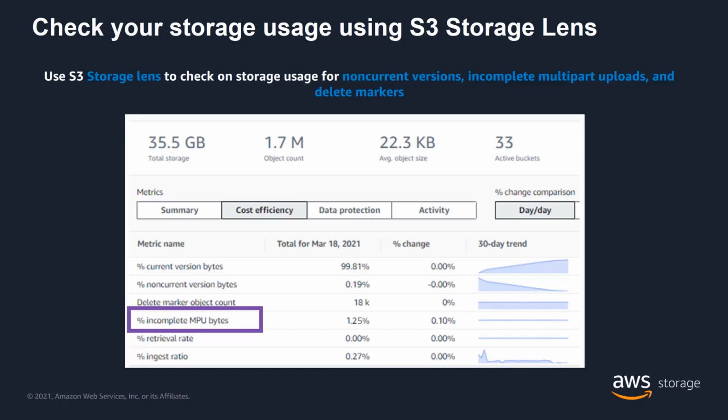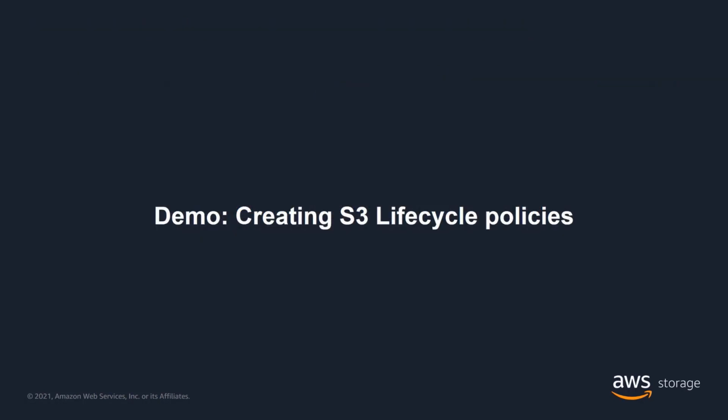With S3 Storage Lens, you can identify the amount of incomplete multipart upload bytes in your account or across your entire AWS organization. You can find this metric under the Cost Efficiency tab within the Snapshot section at the top of the Overview tab, as shown here. Lifecycle policies can be used to clean up incomplete multipart uploads. Let's move on to a demonstration on how to create S3 lifecycle policies.